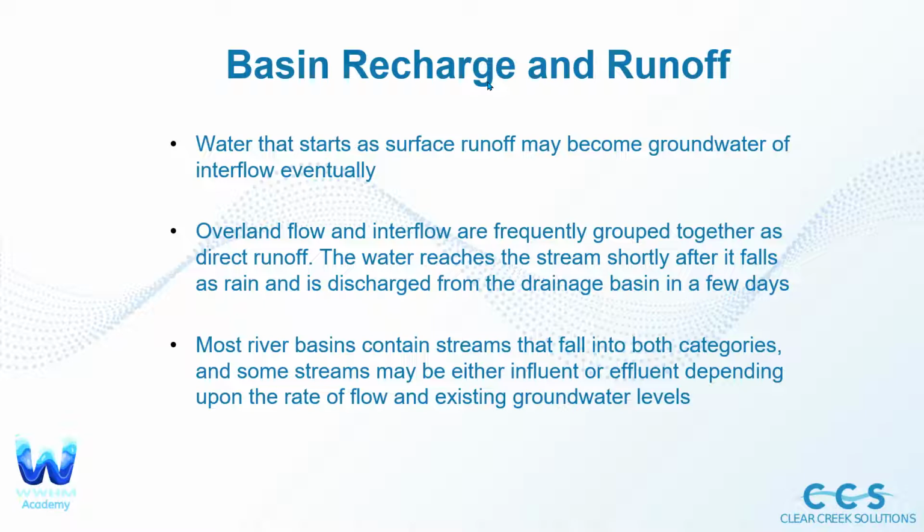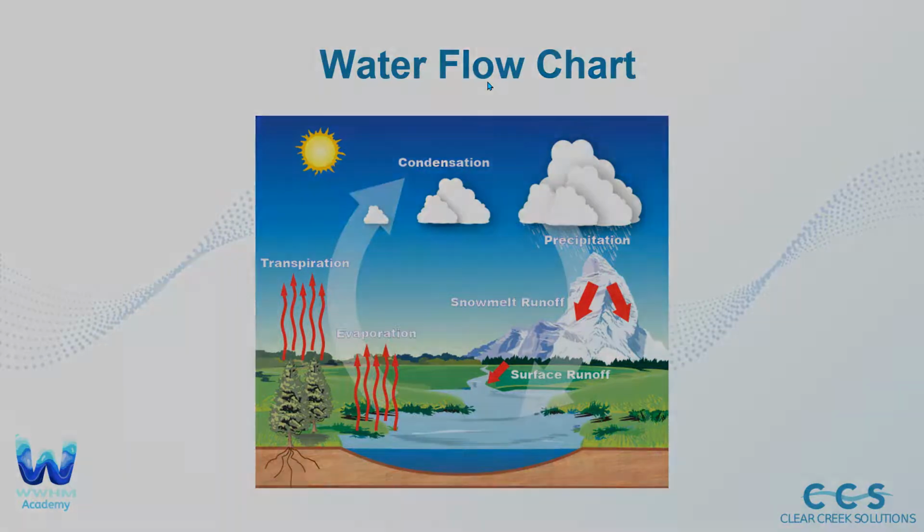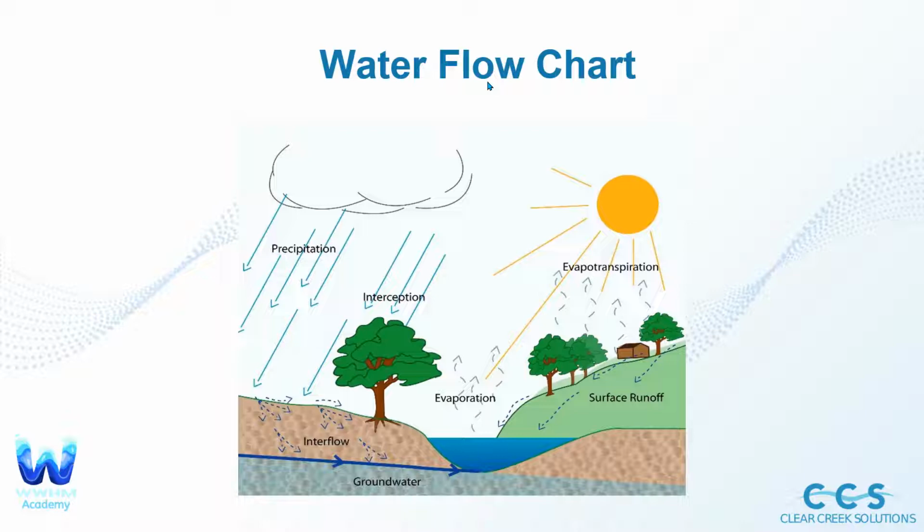Most river basins contain streams that fall into both categories, and some streams may be either influent or effluent depending upon the rate of flow and existing groundwater levels. So if we think about this, here's the water flow chart again. We think about the precipitation, the runoff, and then we're getting some of that surface runoff, and that water is eventually going to become condensation, evaporation, and transpiration, but a lot of that will run off. If we look at this chart here, we can see the amount that's interflow, the amount that's surface runoff, and then the very, very low amounts that are groundwater.